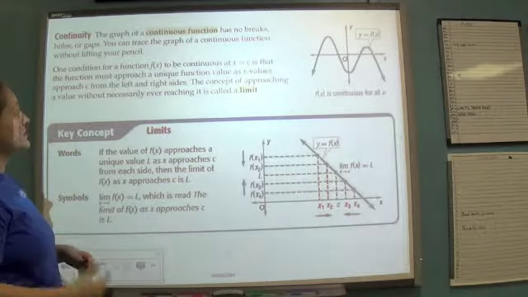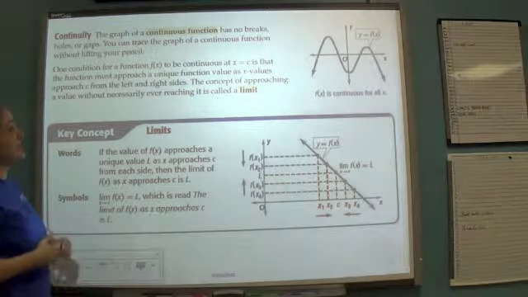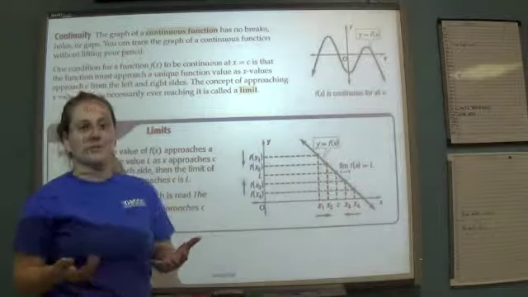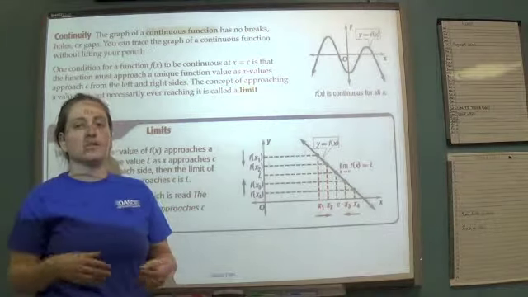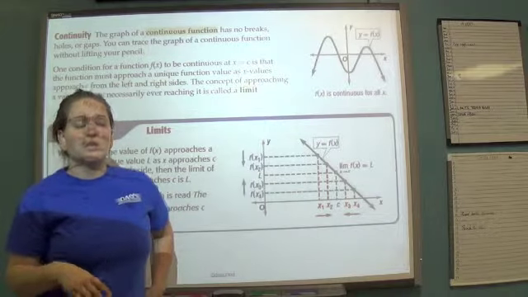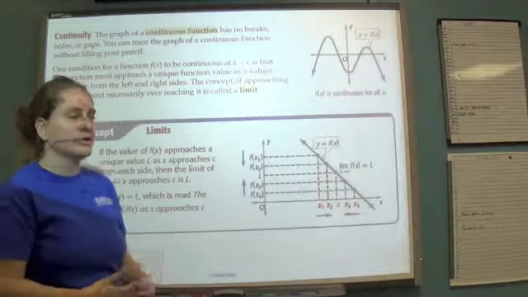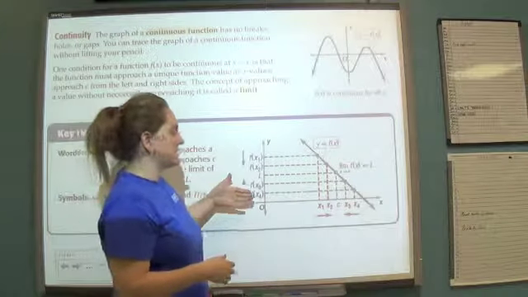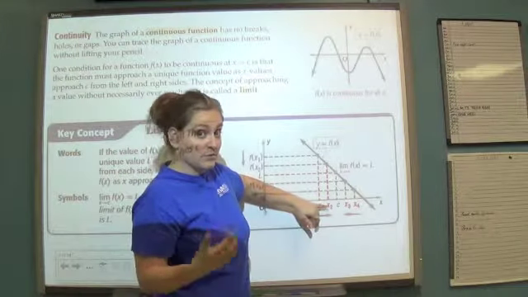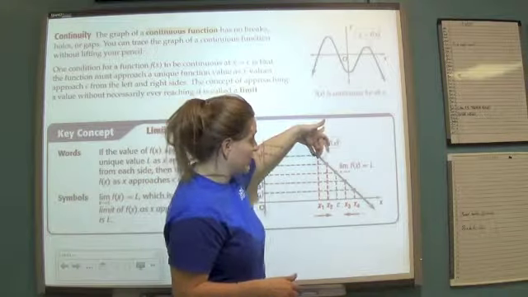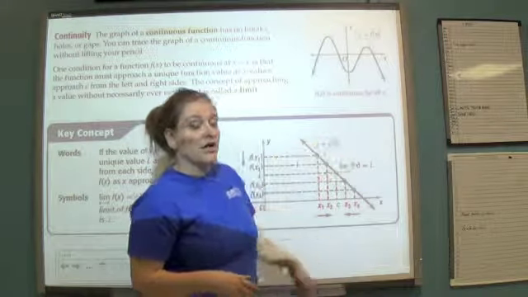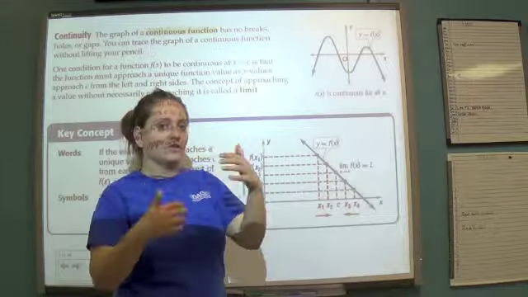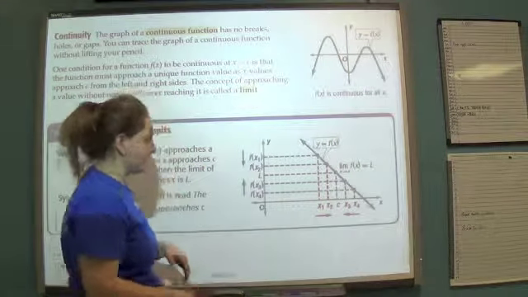So, the concept of approaching a value without necessarily ever reaching it is called the limit. Mean Girls, the movie, has a big example of the limit when she's at the Mathletes Bowl and she basically goes, the limit does not exist. We'll get to those. We'll do a lot of limit not existing. But the whole point of limits is, as it approaches a value on the domain, it's going to be approaching a value on the range. And if they're approaching the same value, then you have a limit. If they're approaching different values, then you don't have a limit.